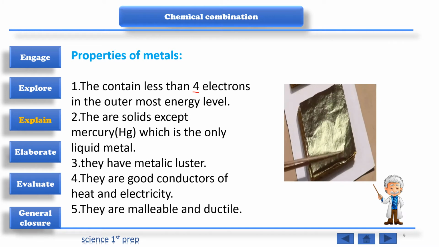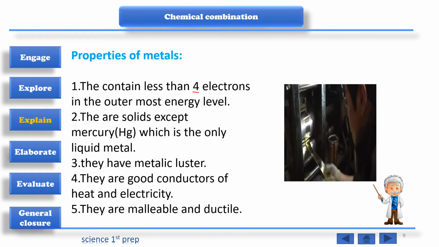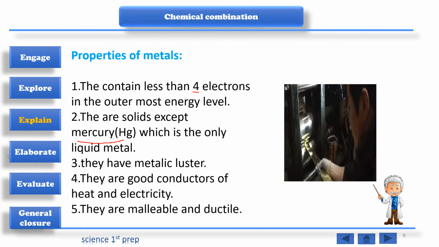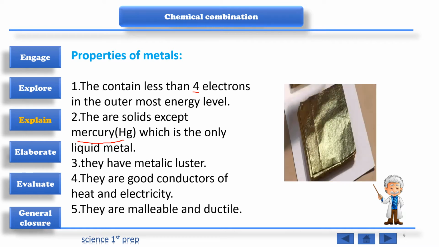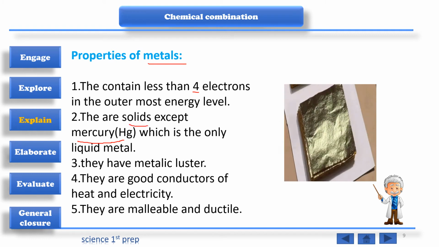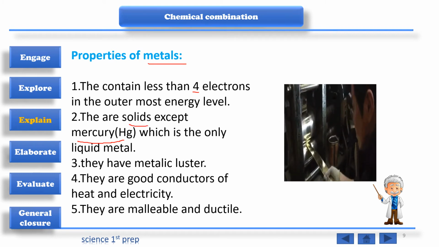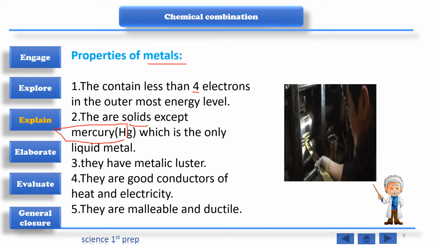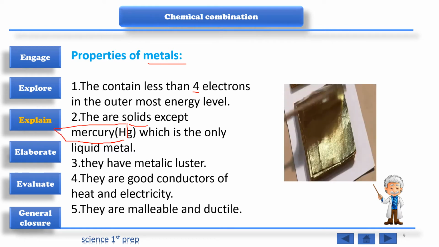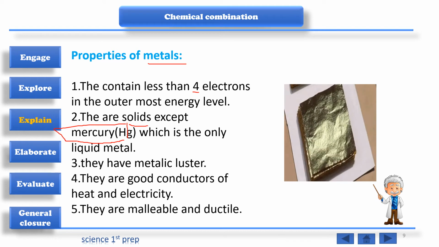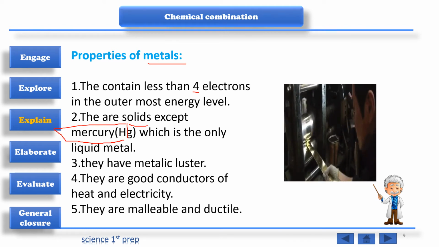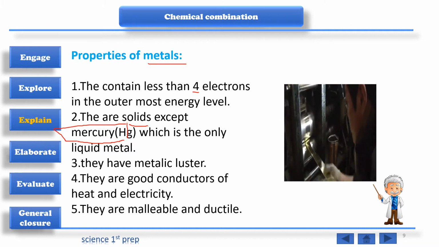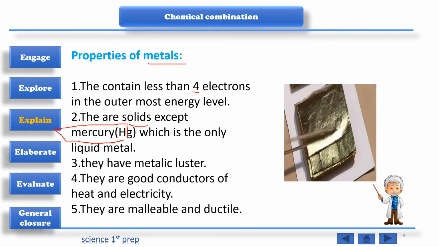They are solids except mercury. Okay, this is so important to know that all metals are solids except mercury. This is the only liquid metal. This is so important. You will find it many times in questions where you choose the correct answer or complete. So again, all metals are solid except mercury. It's the only liquid metal.